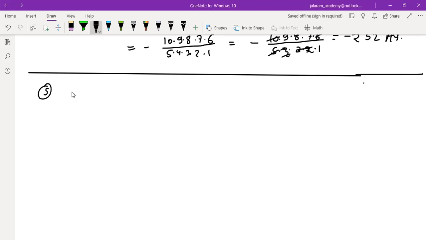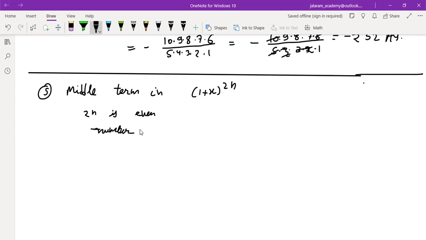Question 5. We have to find the middle term in (1 + x) whole to the power 2n. So is 2n even or odd? So even, 2n is even. Okay, so what will be the middlemost term? We know that first we write the number of terms. Always write the number of terms first. So it will be 2n plus 1.